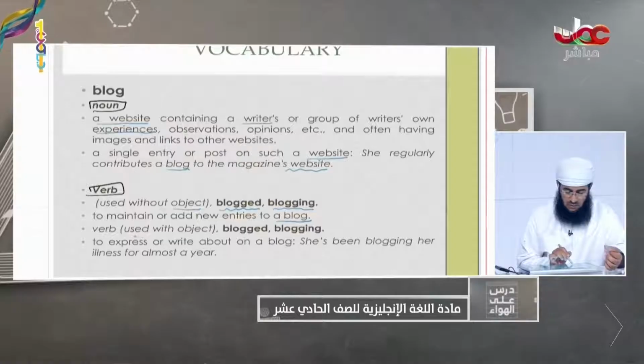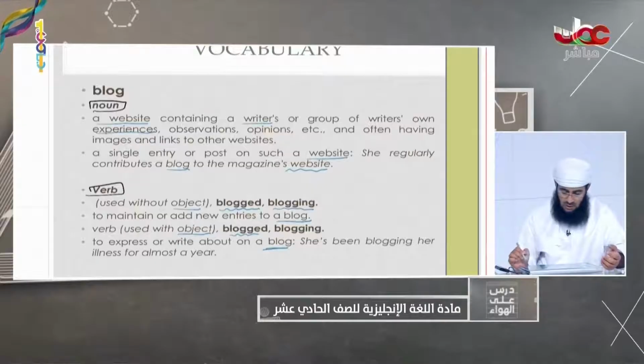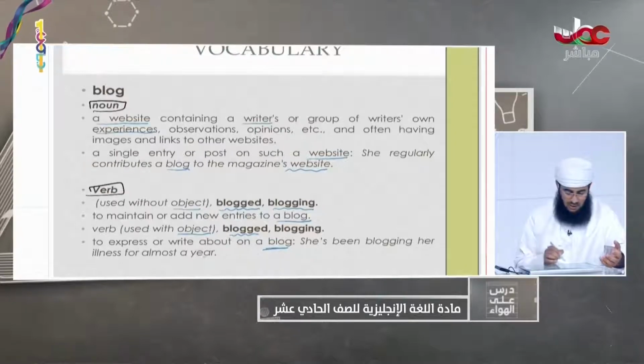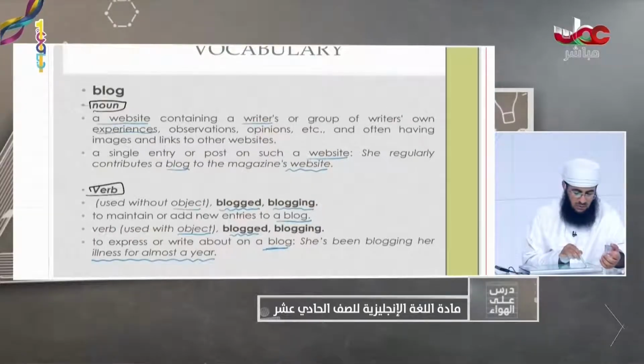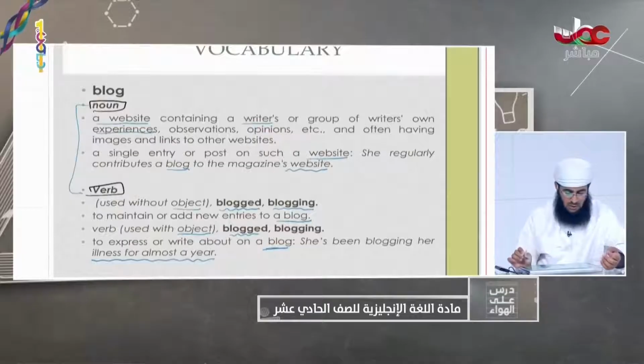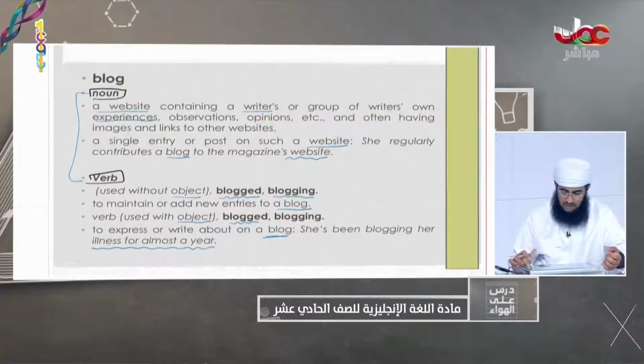And we also use it with an object. We call it blogging, to express or write about on a blog. So if I want to write on a blog, I can say I have blogged, for example. And here we have an example: she has been blogging her illnesses for almost a year. Okay, so in summary, we have the word blog. It has two meanings, a noun meaning and also a verb meaning.